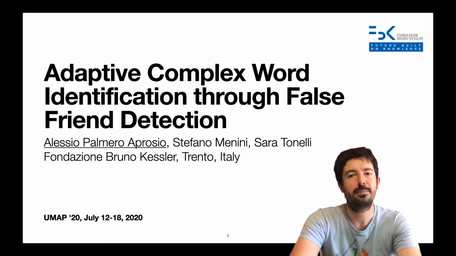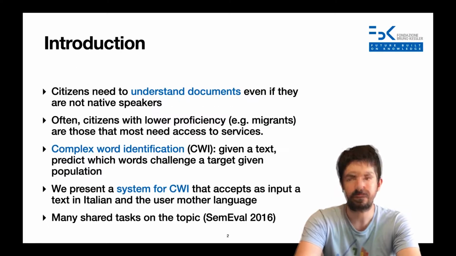Hello to everyone, my name is Alessio Palmero Aprosio from Fondazione Bruno Kessler in Trento, and I'm going to present you a joint work with Stefano Menini and Sara Tonelli, whose title is Adaptive Complex Word Identification through False Friend Detection.